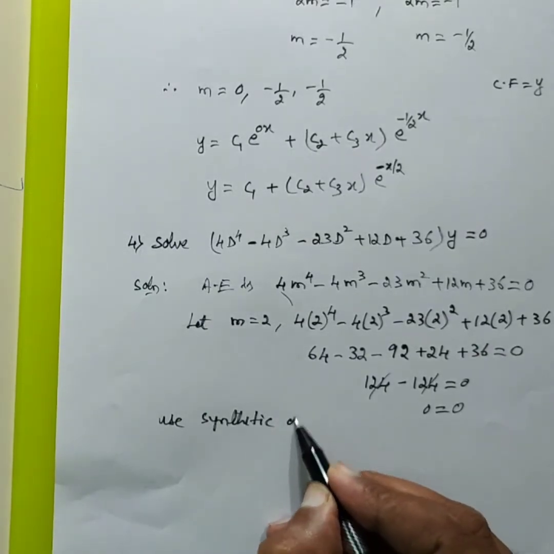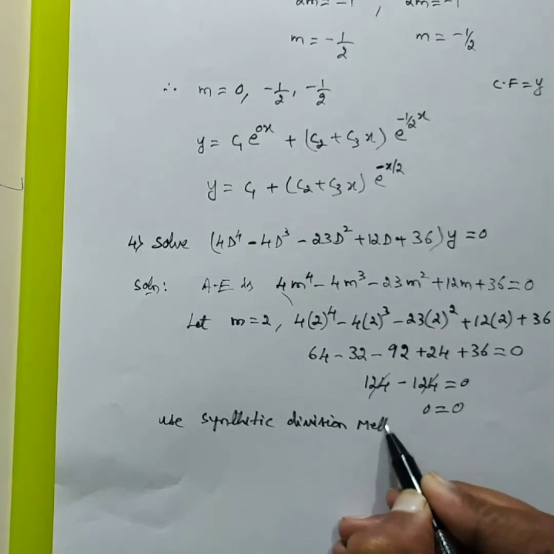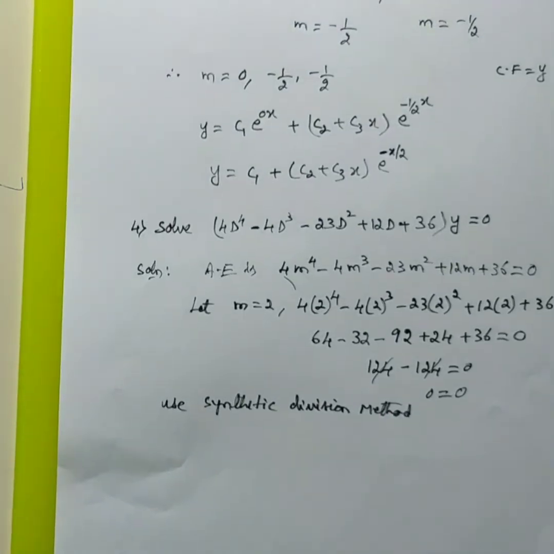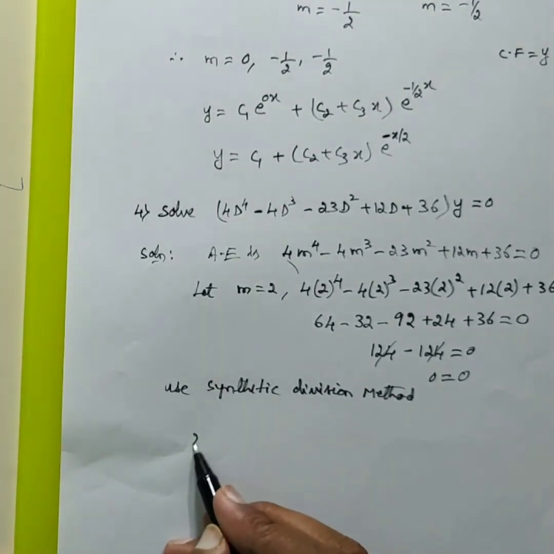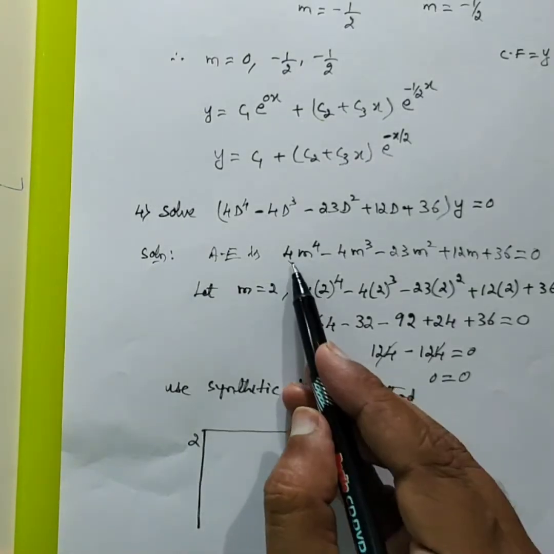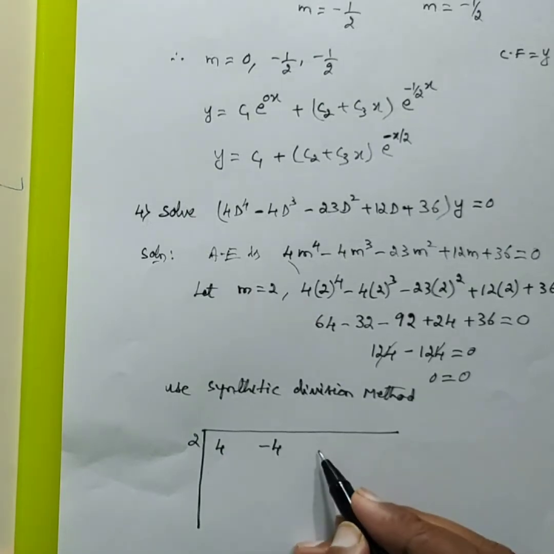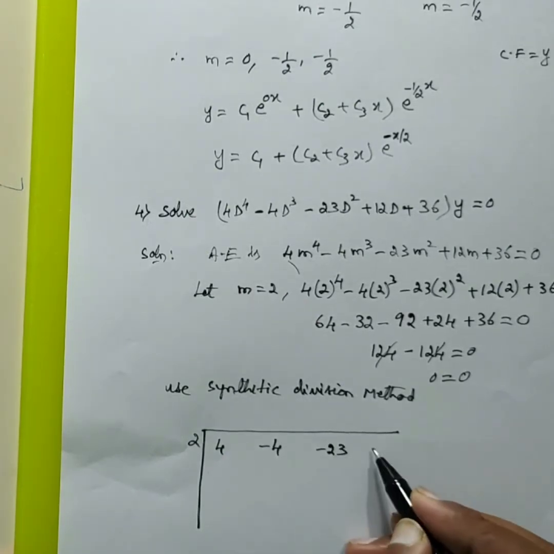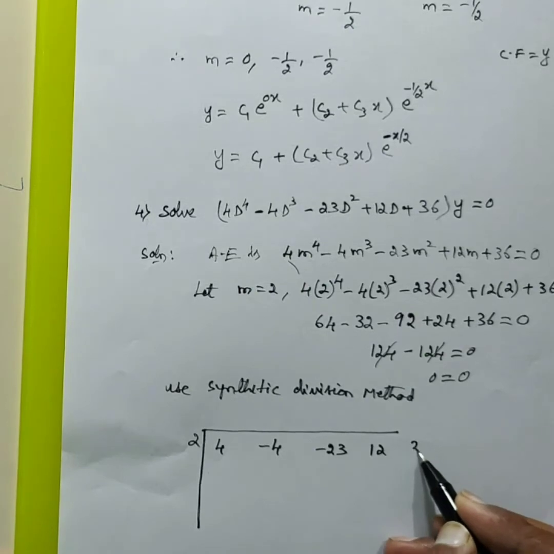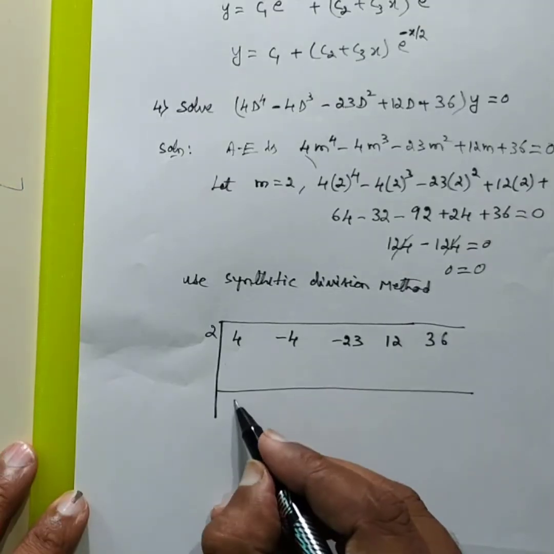Use the synthetic division method. So if we use the synthetic division method, m equals 2 is a root. Let us write down the coefficients. We have 4, then minus 4, minus 23, then 12 and 36.